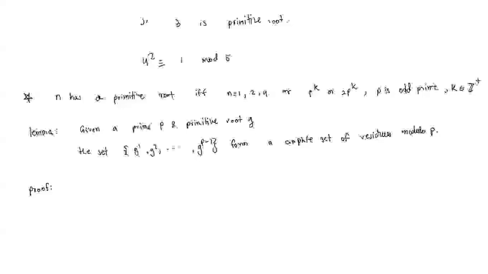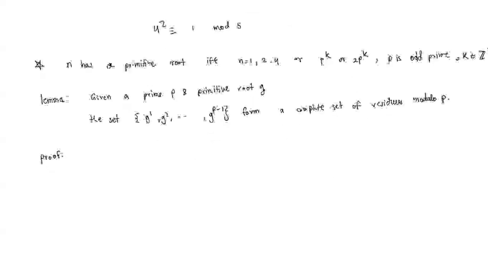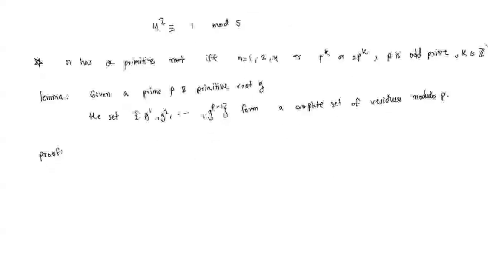So we have to prove that this set forms a complete set of residues modulo P. One thing we can do is that if it is not a complete set of residues modulo P, this implies that there are two numbers in this set that have equal residues mod P. We can just equate them and bring a contradiction. That's the idea essentially. You guys had a pigeonhole class, right? Yeah, I have read similar proofs. G raised to the power I is congruent to G raised to the power J mod P.